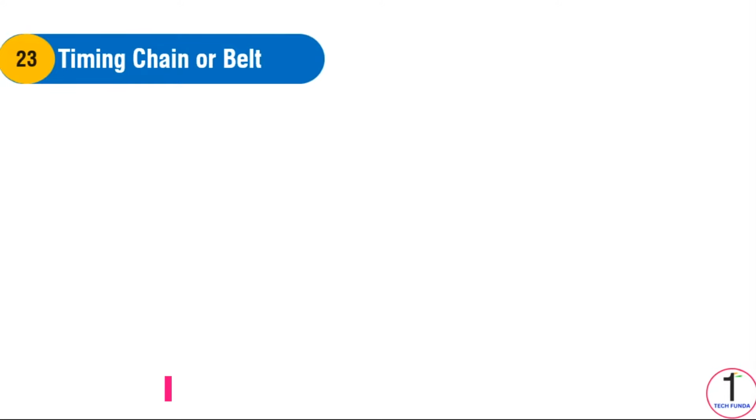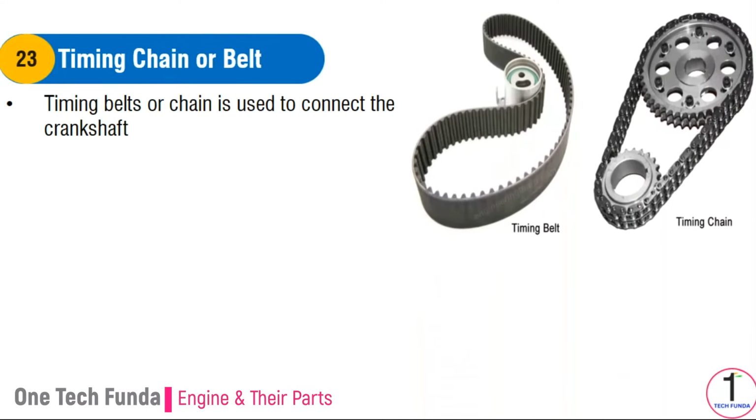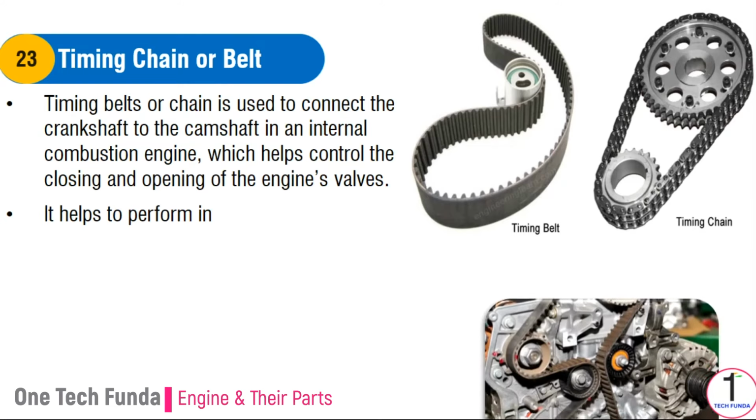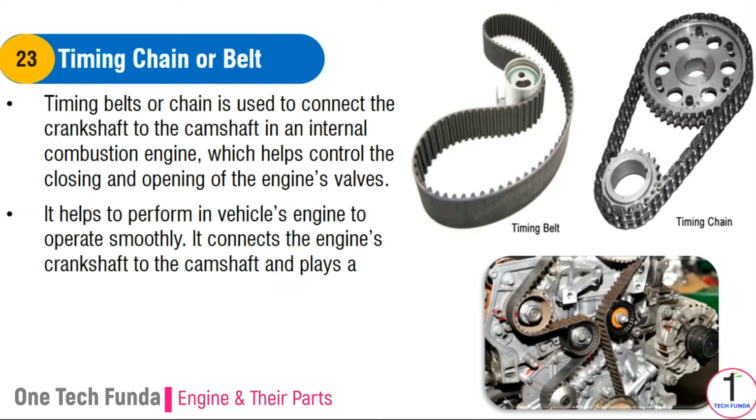Timing chain or belt. Timing belts or chains are used to connect the crankshaft to the camshaft in an internal combustion engine, which helps control the closing and opening of the engine's valves. It helps the vehicle's engine to operate smoothly. It connects the engine's crankshaft to the camshaft and plays a crucial role in controlling the valves and pistons in our automobile vehicles.